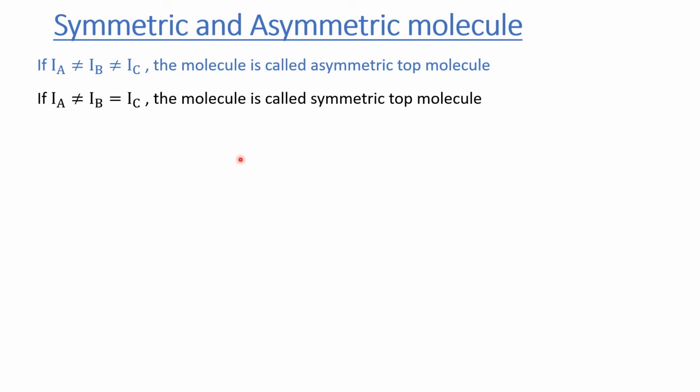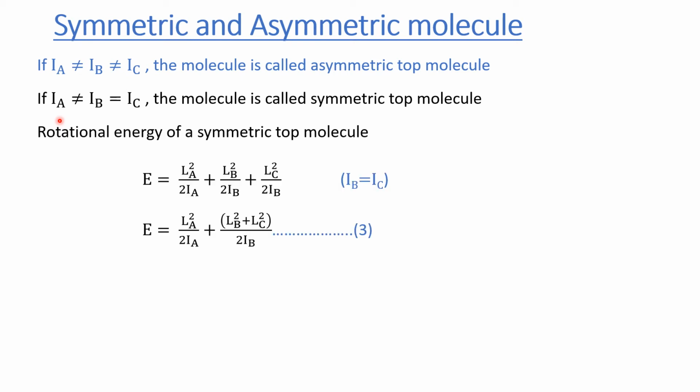So in polyatomic nonlinear molecules, we have two categories. We have the asymmetric top molecule when all the moments of inertia are different from each other. And then we have the symmetric top molecule where two moments of inertia are the same and the third one is different. So, for example, if we talk about the symmetric top molecule, here is the energy, and if we put the two moments of inertia, for example, about B and C the same, we have this situation, and then you come to this equation number 3.